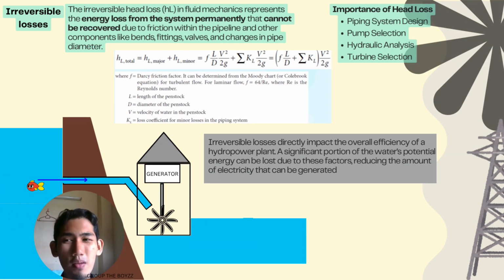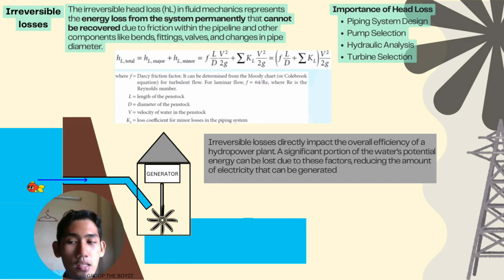Now, let's talk about the irreversible power loss. Not all the potential energy in the water is converted into useful energy. Some energy is lost due to factors like friction in the pipe, turbulence, and inefficiency in the turbine. These losses are called irreversible power loss because they can't be recovered.